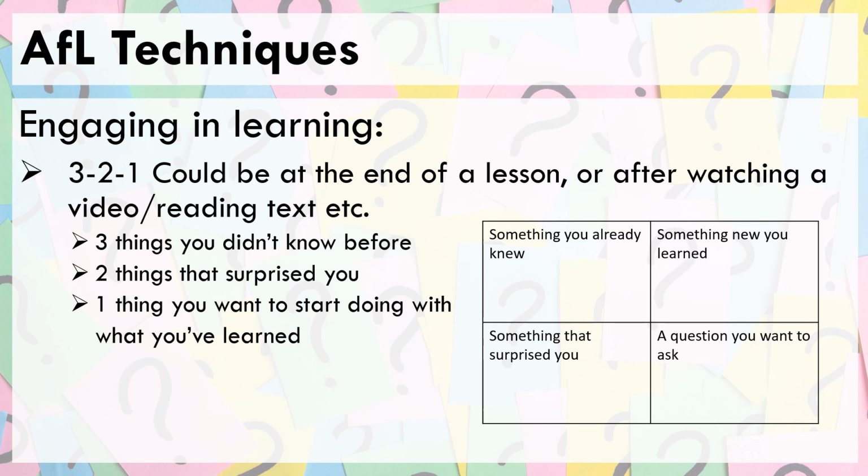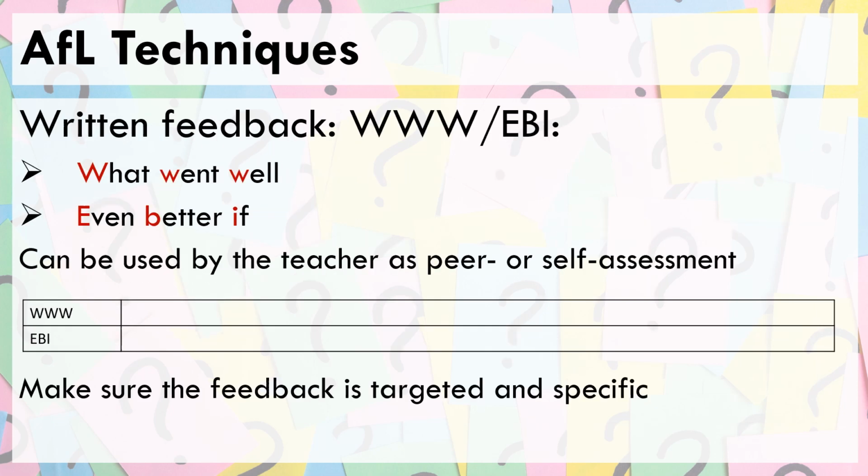So you could ask them 3, 2, 1: 3 things you didn't know, 2 things that surprised you, and 1 thing you want to start doing with what you've learned. I've also used a grid a little bit on the right hand side there: something you already knew, something new, something that surprised you, and a question you want to ask. I particularly like the questions because that can inform your future teaching, and actually I've used that to plan a whole different lesson based on the questions that students have asked me in the past.